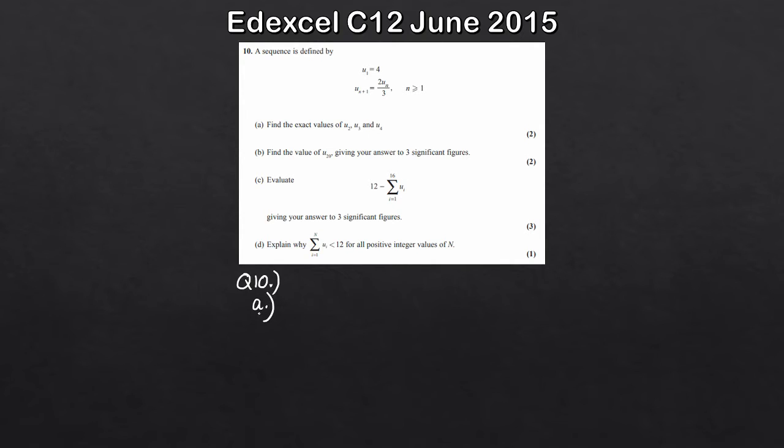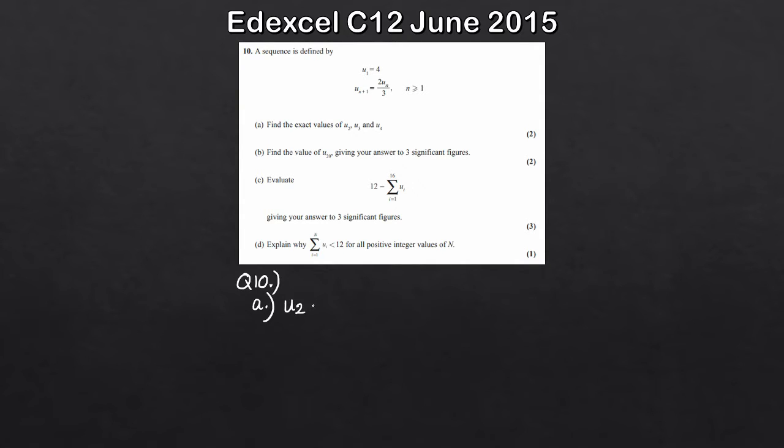Part A then. So in this sequence here, U1 is 4, and then the next term is given by 2 lots of the previous term divided by 3. So the first part wants us to find the values of U2, U3 and U4.